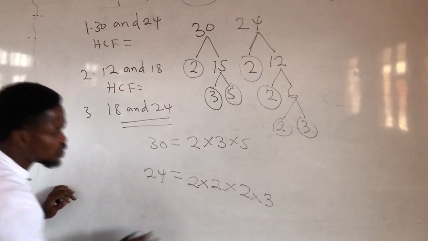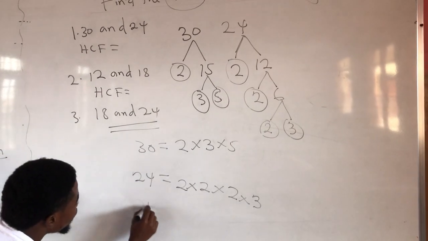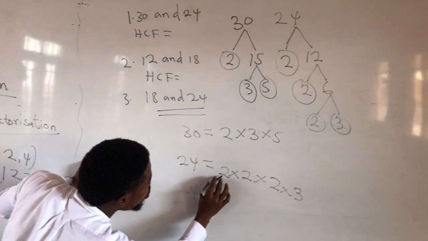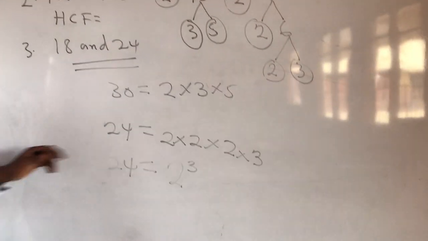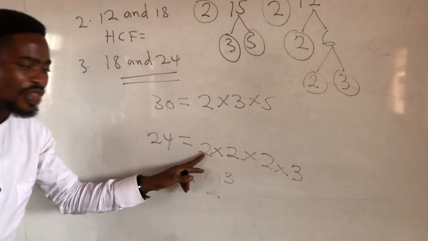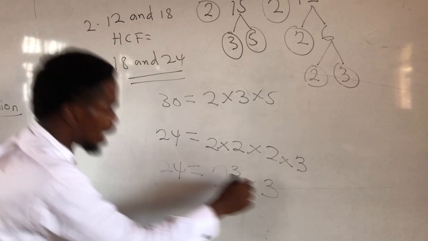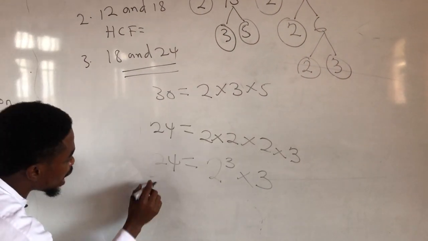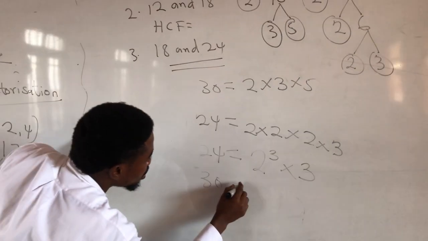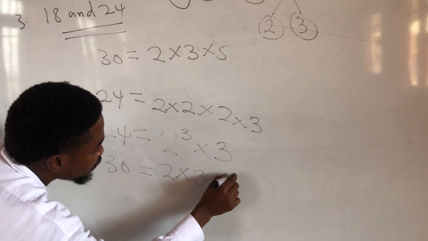Now we have to summarize it under prime factorization. So we write 24 equals 2 times 2 times 2, which is the same as 2 raised to the power 3, because 2 occurs thrice here, times 3. Then we bring it all here, with 30 equals 2 times 3 times 5.